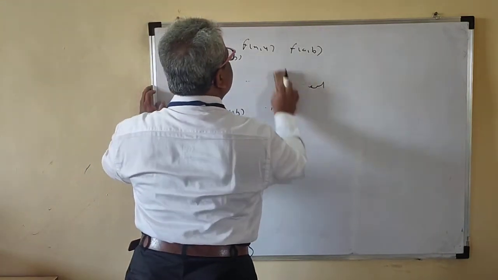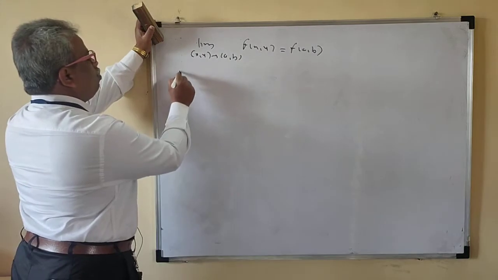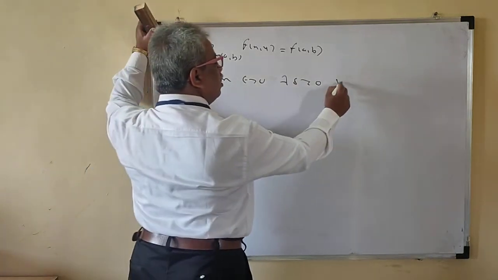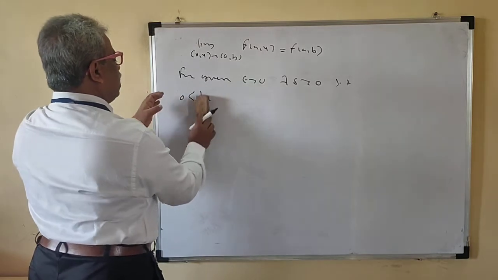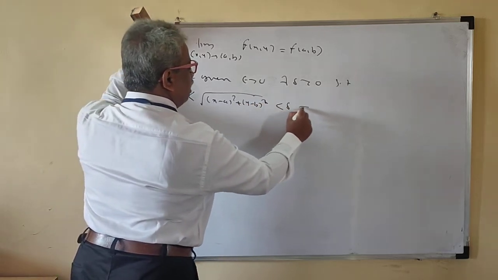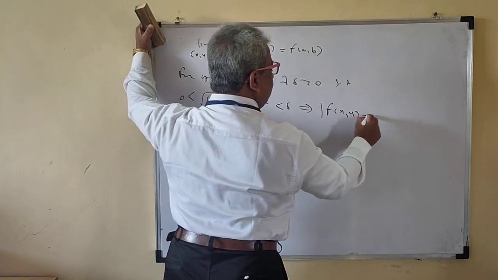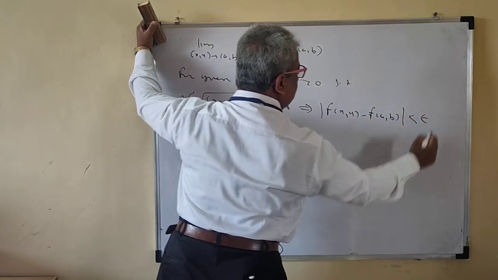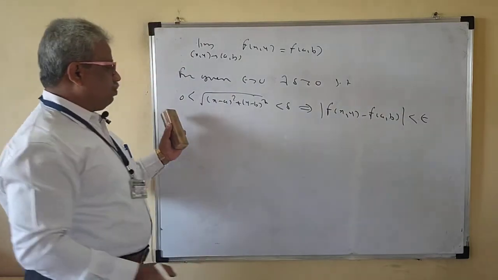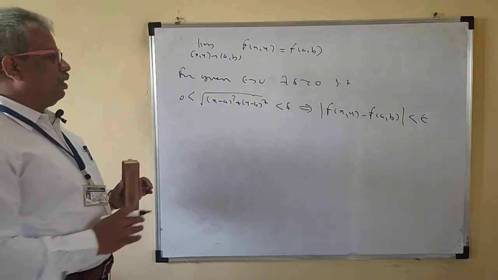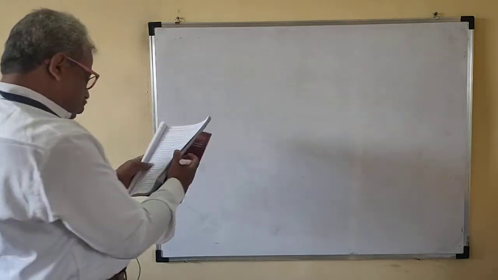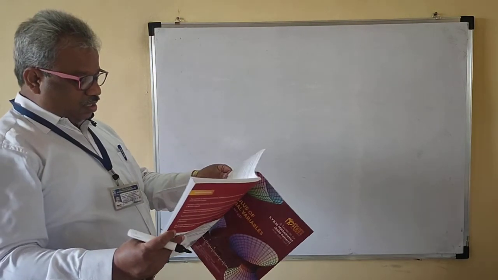And if you want the epsilon delta definition: for given epsilon greater than 0, there exists delta greater than 0 such that 0 less than root of (x minus a) square plus (y minus b) square less than delta implies that the absolute value of f of xy minus f of ab is less than epsilon. Same as the limit definition, but instead of L, there is f of ab. If this happens, then your function is continuous at ab. So you know the continuity of the composite function, read that.